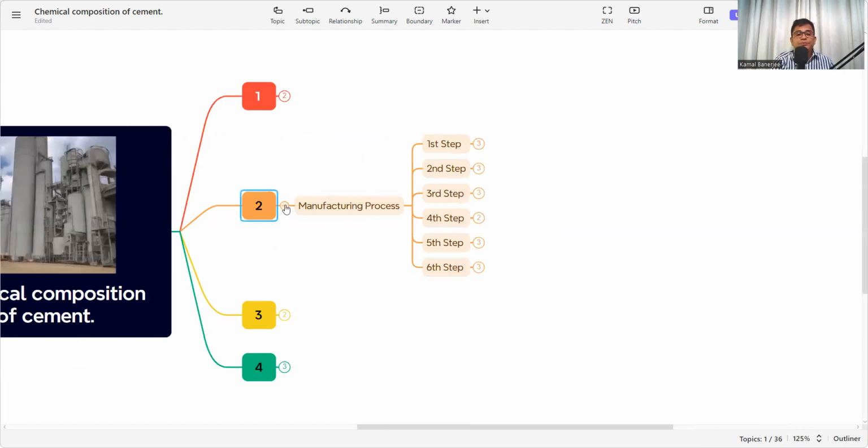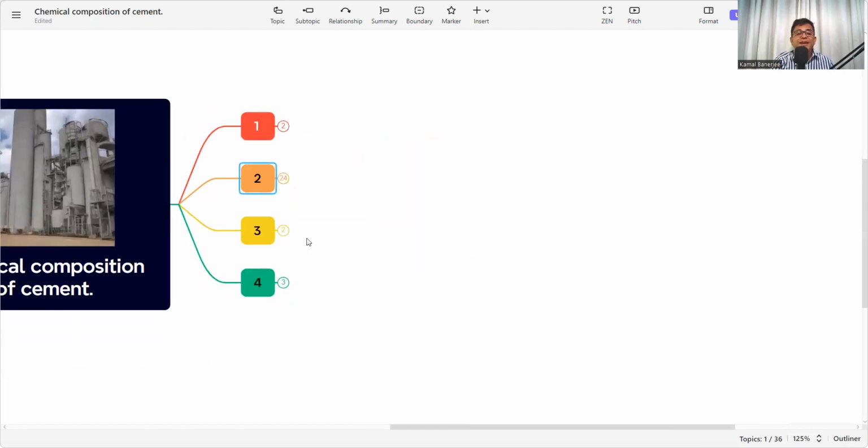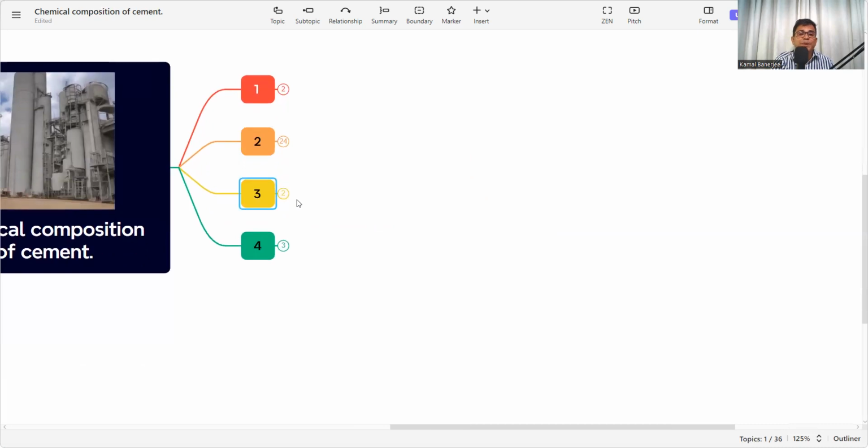And now we will know what the main composition of cement is. That is very important because it will help us to understand how the cement reacts whenever we are adding water into the concrete, and how it will give the strength and the durability.